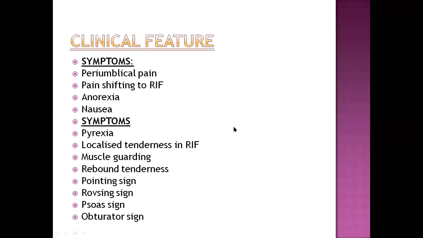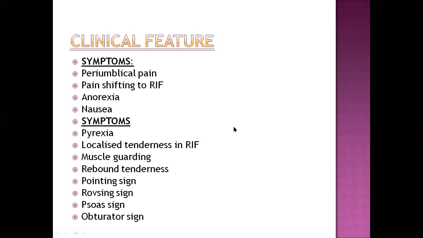Signs are pyrexia, localized tenderness in the right iliac fossa, and muscle guarding. (This was wrongly written as a symptom.) These are the clinical signs, along with rebound tenderness. Pyrexia is usually 37.2 to 37.8, a mild fever in these patients. In children, if 38.2 degrees Celsius is present, you think of other differential diagnoses, because appendicitis does not cause high-grade fever. If there is high-grade fever, some complications may be occurring, and during these complications the patient may experience high-grade pyrexia.